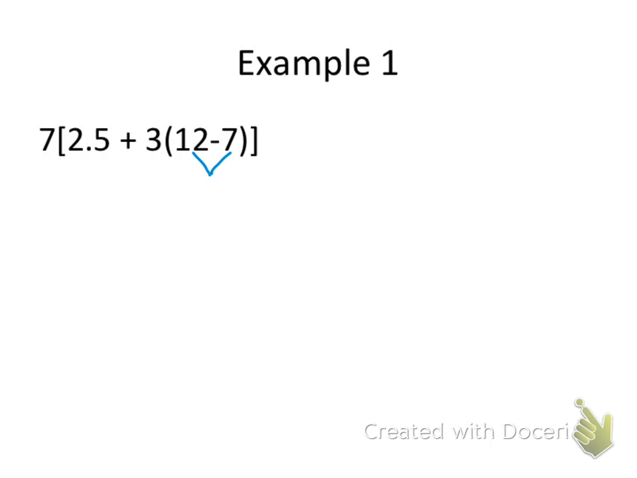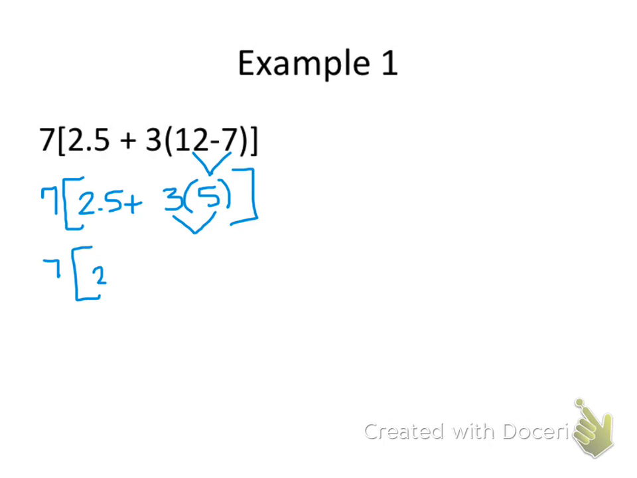A lot of times these problems take up a lot of writing because we have to rewrite the problem. So 2.5 plus, and then we'll keep this 3. The 3 next to the parentheses indicates multiplication. So we simplify inside the parentheses and bring around the other set of brackets. Inside the brackets, we still want to simplify this multiplication first. So again, rewrite the problem: 2.5 plus 15.